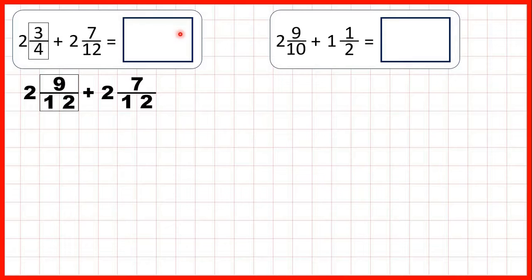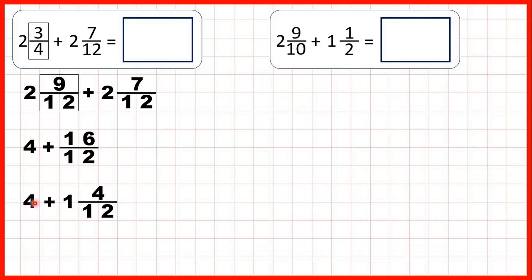But we can't write 16/12 in our answer box because we can't have an improper fraction in a mixed number, so we need to use a slightly different method. Here we can see 2 plus 2 is 4, but we need to add 16/12 that we've got from adding 9/12 and 7/12. What we do is change 16/12 back into a mixed number. So we can rewrite our question again as 4 plus 1 and 4/12.